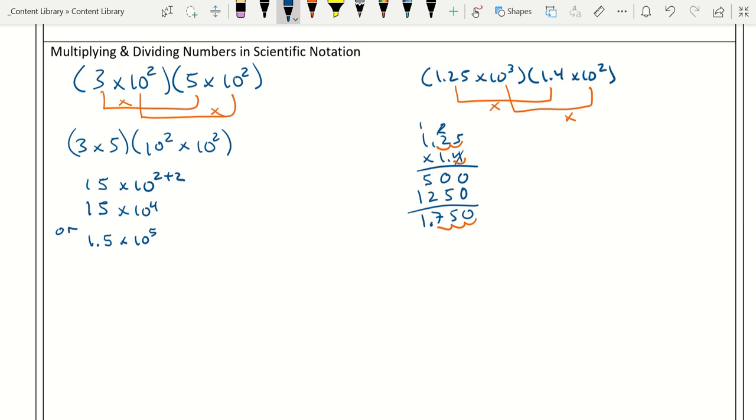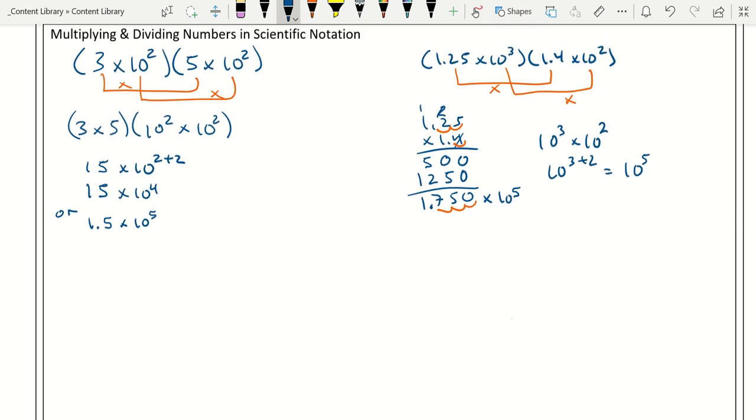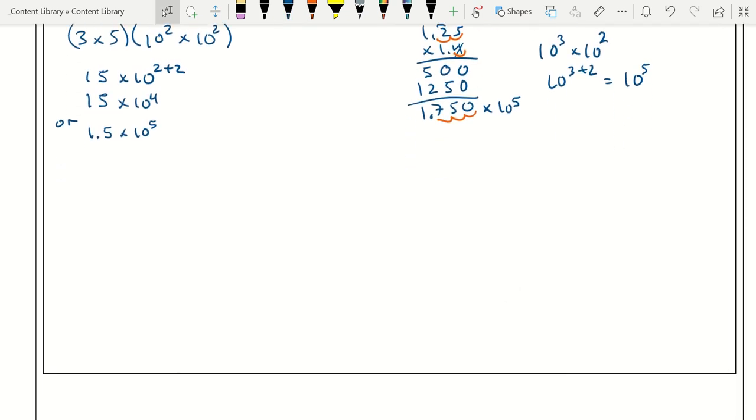Now let's take care of those exponents. And so we have 10 to the 3 times 10 to the 2. Well, just using our exponent laws, we can rewrite that as 10 to the 3 plus 2, which will give us 10 to the 5. So that'll just be times 10 to the 5th power. So we have our multiplication examples. Let's do a division example.